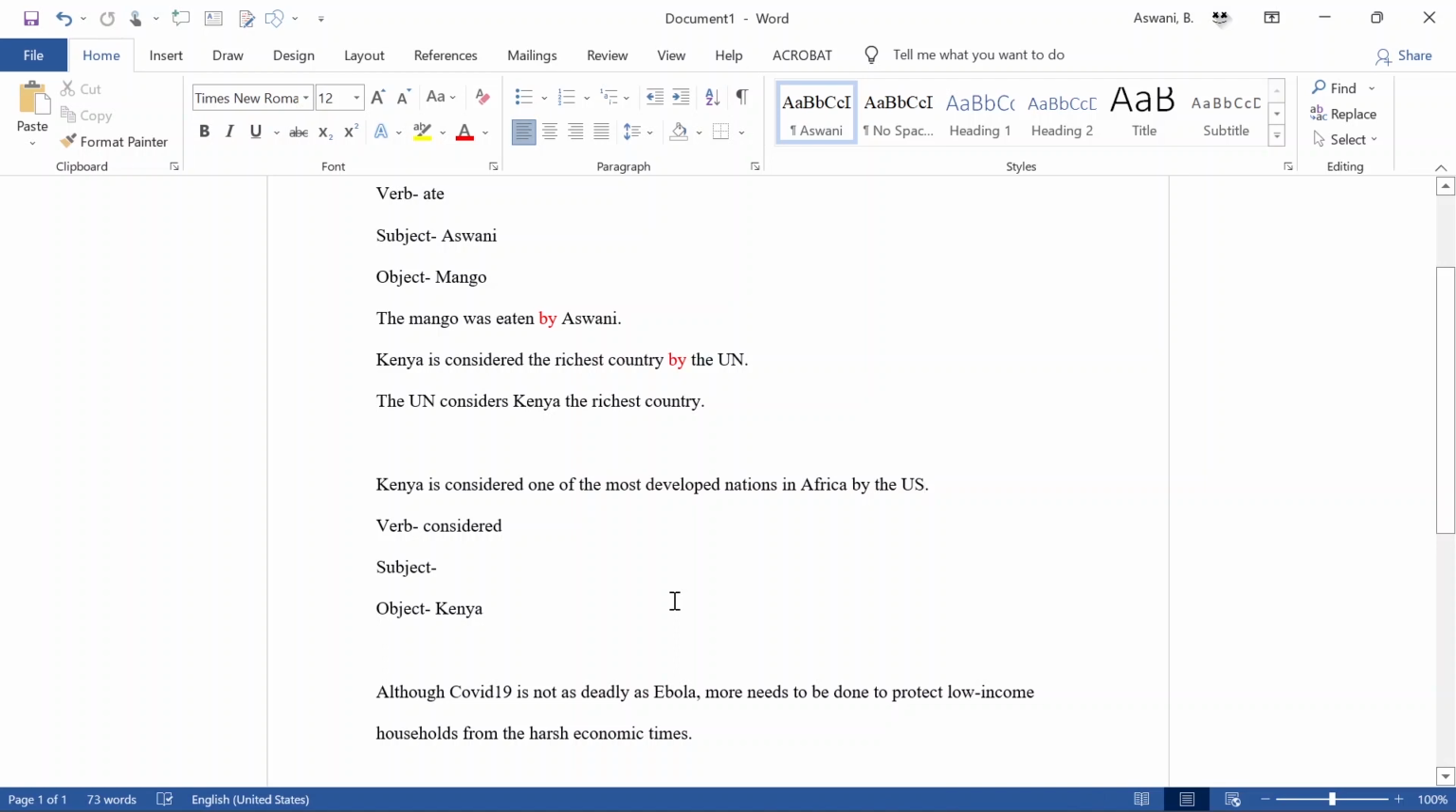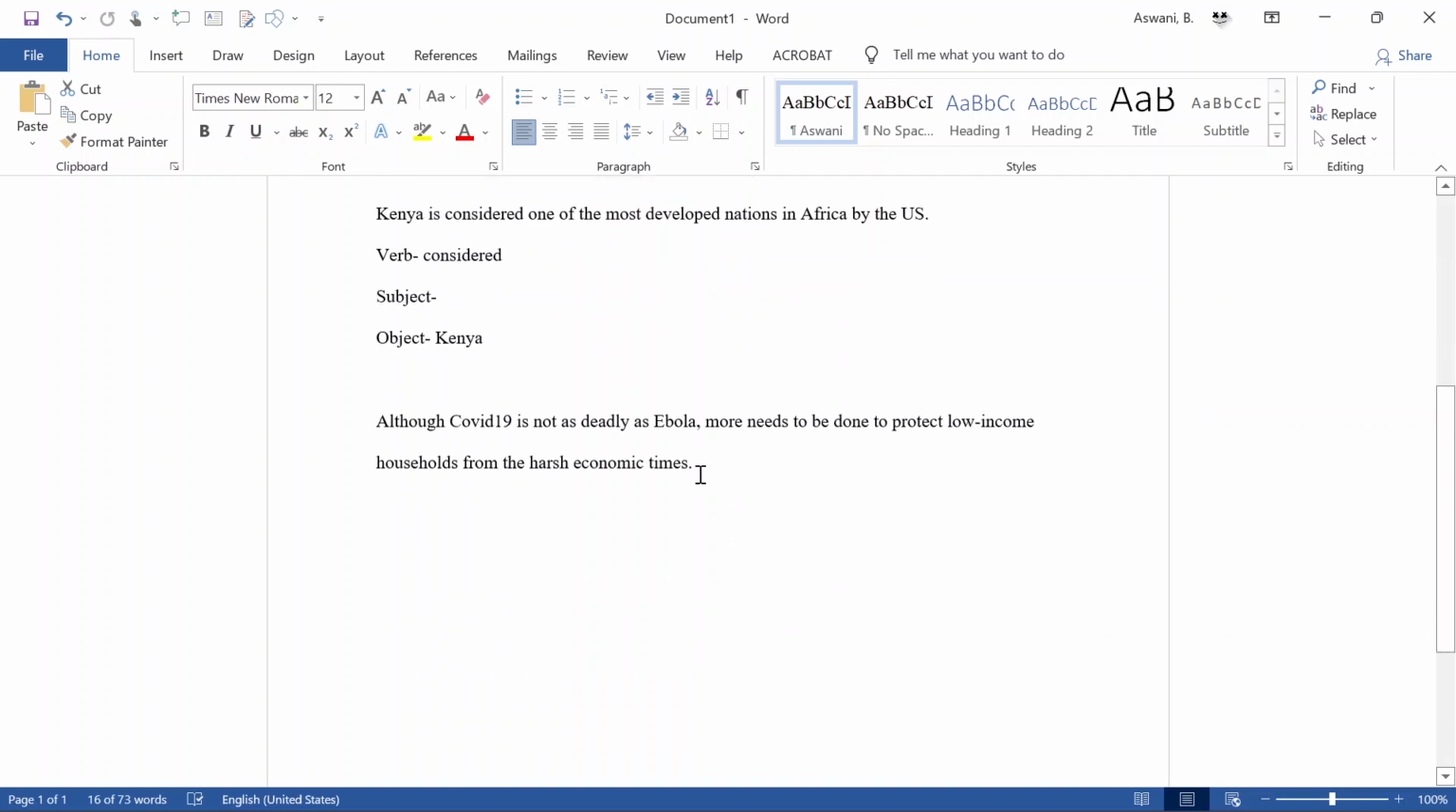So we are saying the US is doing the consideration. However, by doing this, we will have used the "by" that we are just talking about here. We have interchanged the verb, the subject appears after the object. So once we introduce the "by who" part, now rewrite the sentence to remove the problem we identified above, by starting with the word the US. So we'd write it by saying the US considers Kenya one of the most developed nations in Africa.